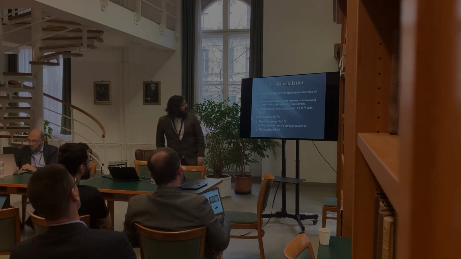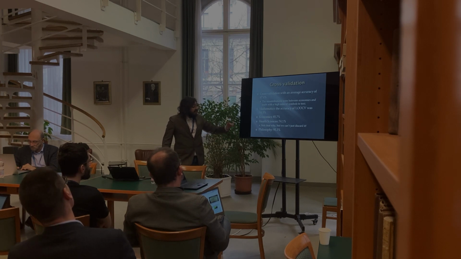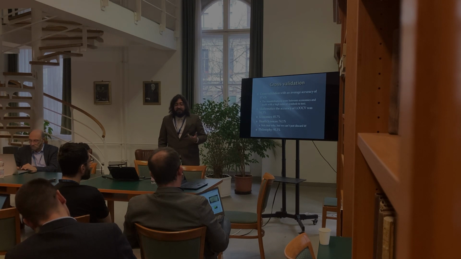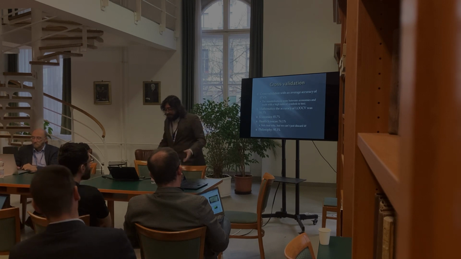In cross-validation, the accuracy was pretty good. Health sciences was the lowest one. Not clear why, but I couldn't just discard it. Honestly, it passed with over 70%, almost 75%. So I figured that was acceptable.